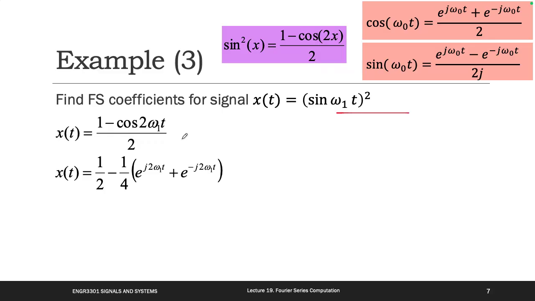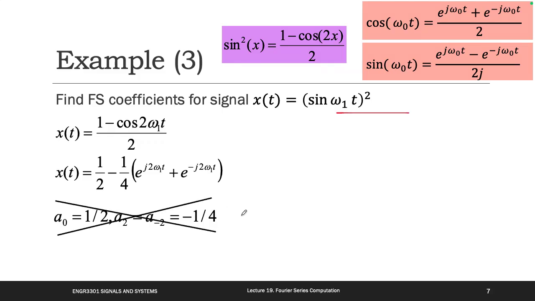So let's try to find the FS coefficient. What's the FS coefficient? If a_0 existed, a_0 is 1/2. And then, okay. Is this the right answer? Am I right? But I will tell you, this is not the answer. Do you know why?